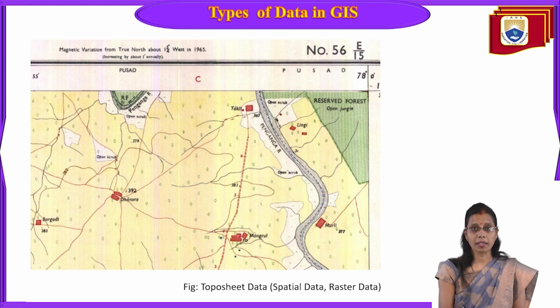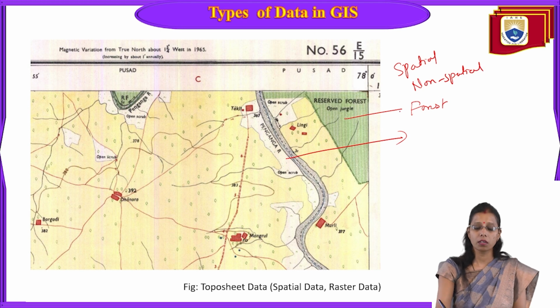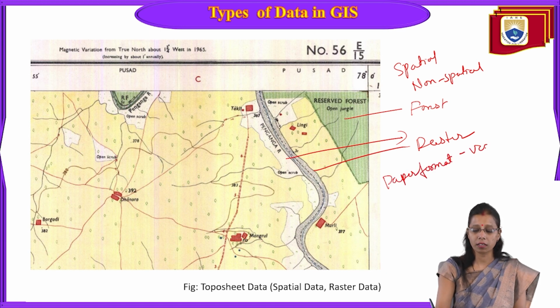Okay. So here, more clearly, if you see, the same image is just converted here. We have zoomed it, and after zooming you will find more clearly there is a river here, forest. So it has both kinds of information. It has spatial and it has non-spatial. And this type of data is called raster. If it is in paper format, it is called vector.